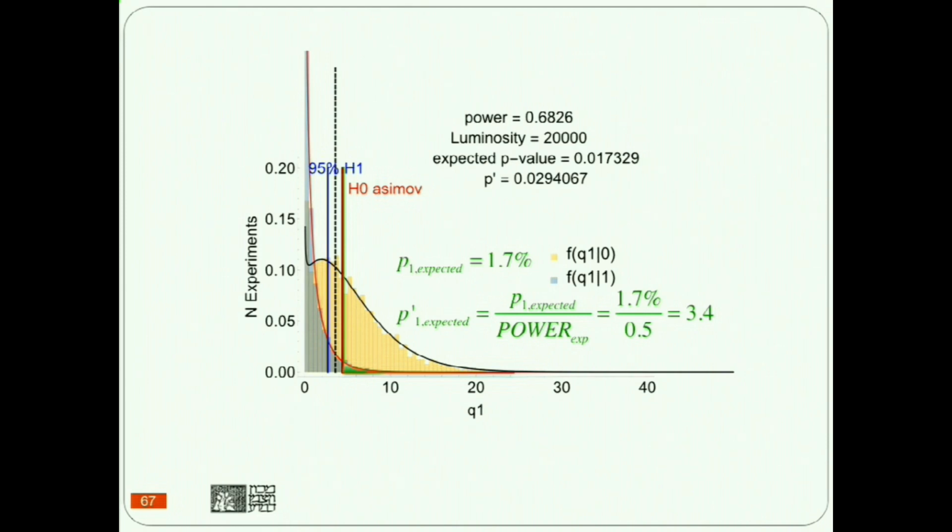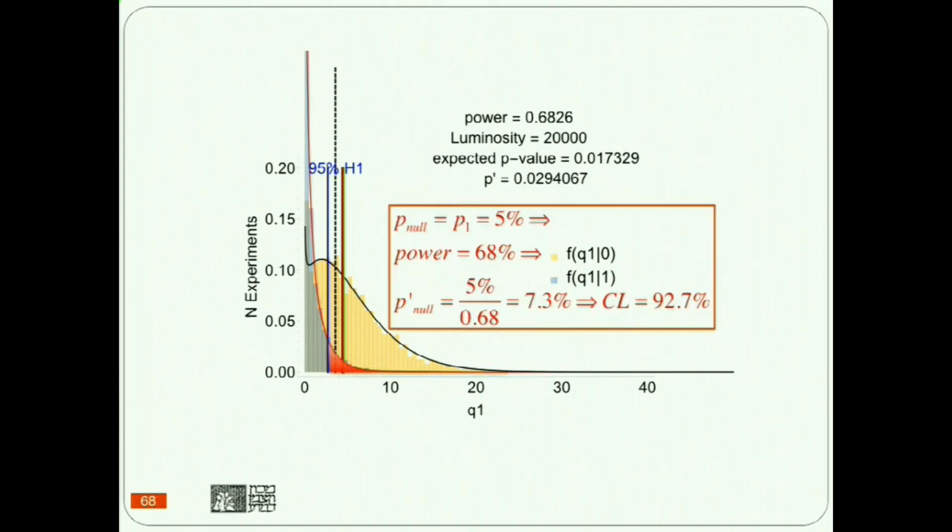Sorry, this is the expectation. This is the Asimov. So by definition, if this is the Asimov, it's the median. What is the power of the median? I cannot hear you. 1/2, because it's the median. So 50% of the entries fall here and 50% here. So for the expectation, I divide by the power, which is 0.5. So my real expected significance taking into account the power is 3.4%. This is fantastic. I go for it.